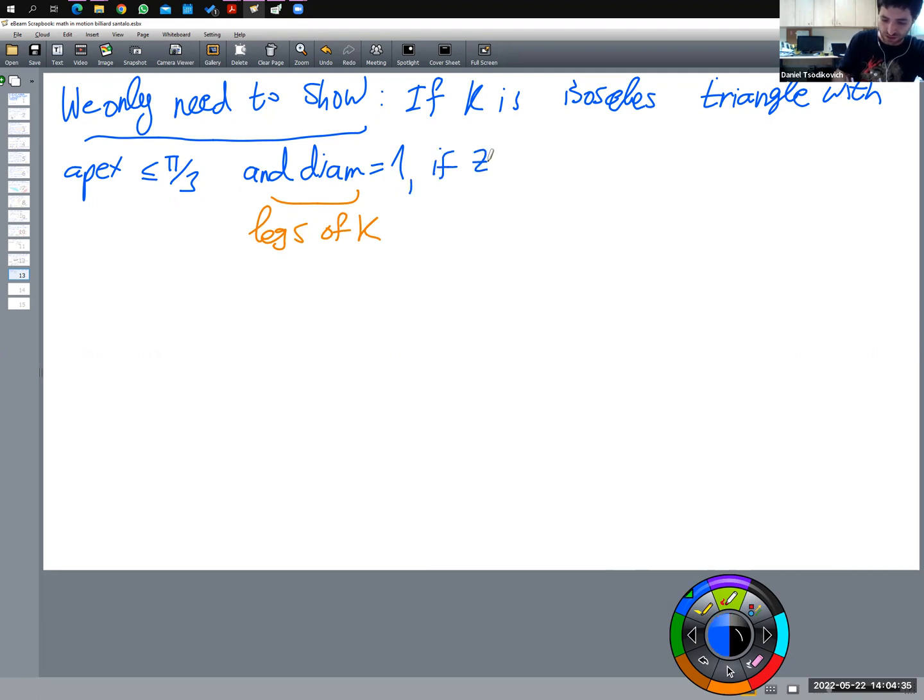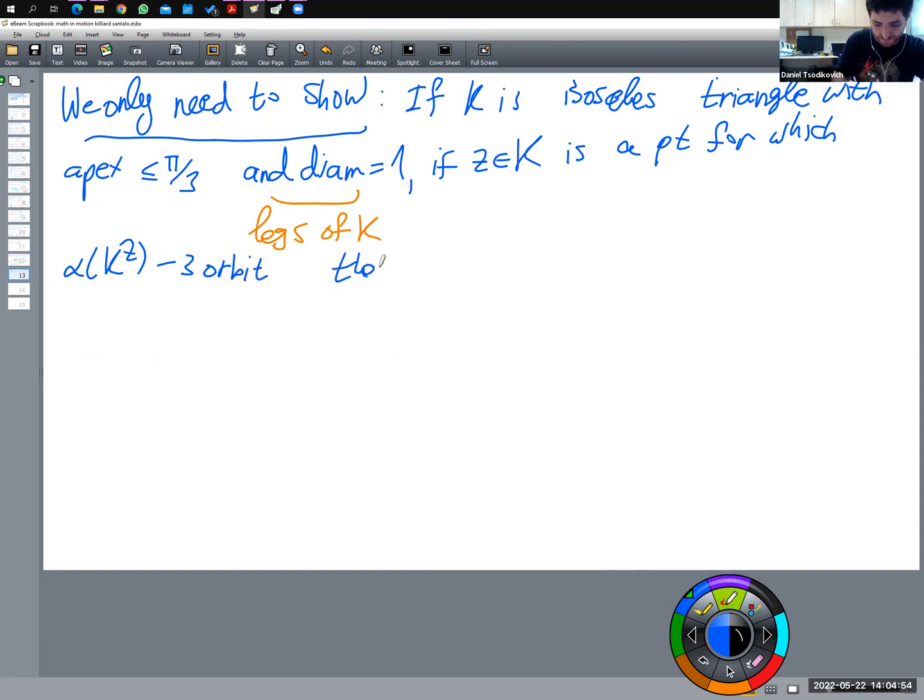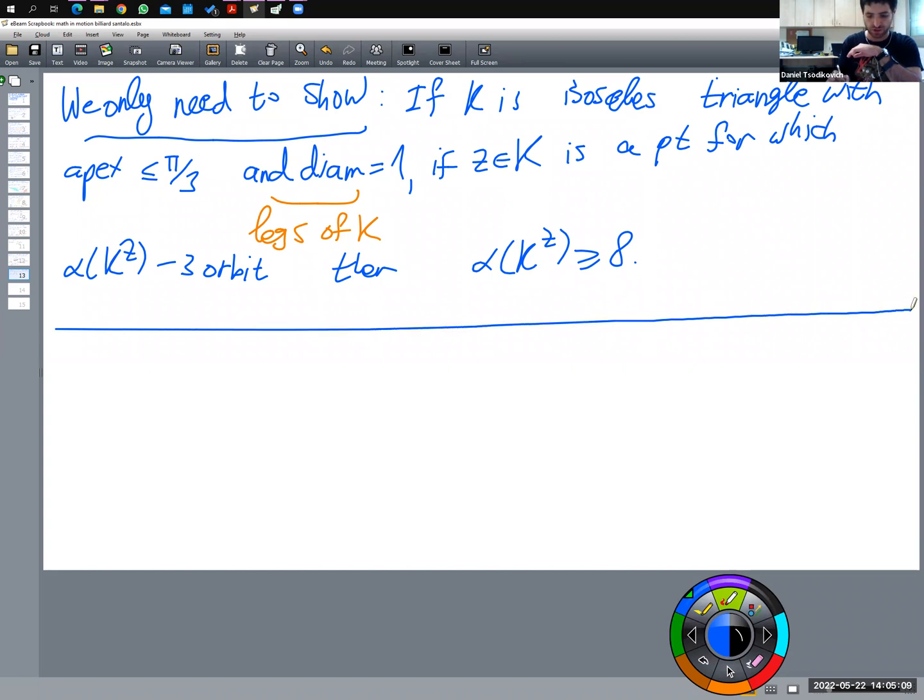And if Z in K is a point for which alpha KZ is a free orbit, then we need to show that the alpha of KZ is at least 8. And this is done by computation, but I'll explain the main idea right now.